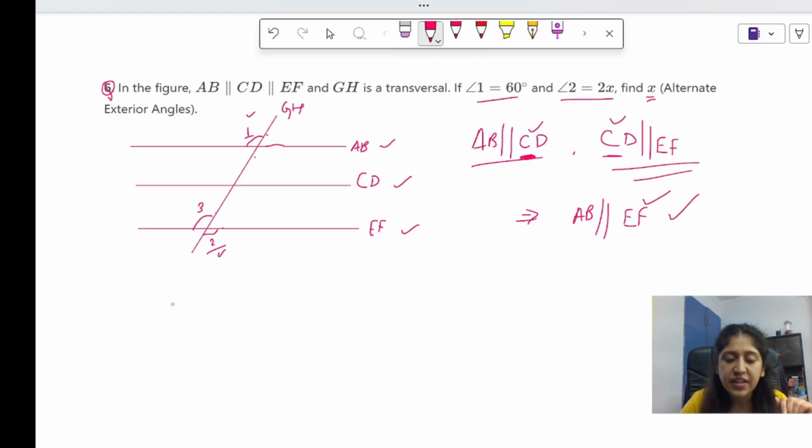Now, angle 1 is 60 degrees. So what does this mean? What is the concept of alternate exterior angles? That alternate exterior angles are equal. Okay. So alternate exterior angles are equal. So angle 1 and angle 2 will be equal. So that means 2x is equal to 60 degrees. And what is x? 30 degrees. Am I clear? We have just found out x.